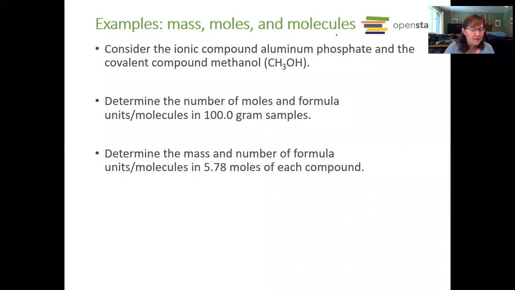Consider the ionic compound aluminum phosphate and the covalent compound methanol. The first thing we're going to do in this setup is always start with a formula. We have aluminum phosphate, and that's aluminum ions, Al3+, and phosphate ions, PO4 3-. You can see that the 3+ and the 3- balance each other completely, so we get AlPO4.